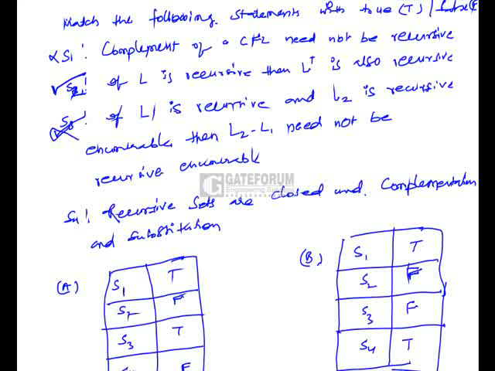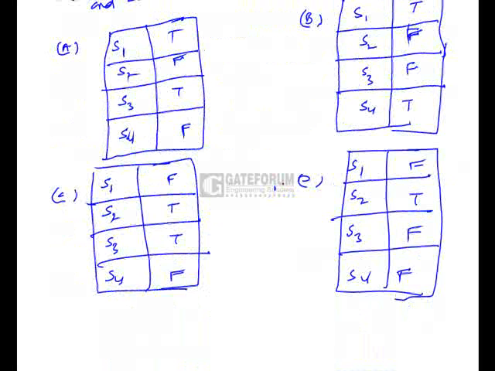Because if L1 is recursive and L2 is recursive enumerable, then L2 minus L1 must be recursive enumerable. So this is false. Statement 4. Recursive sets are closed under complementation and substitution. Recursive sets are closed under complementation but not under substitution. Therefore, S4 is also false. The only true statement among the given 4 statements is statement S2. So here the correct option is option D.